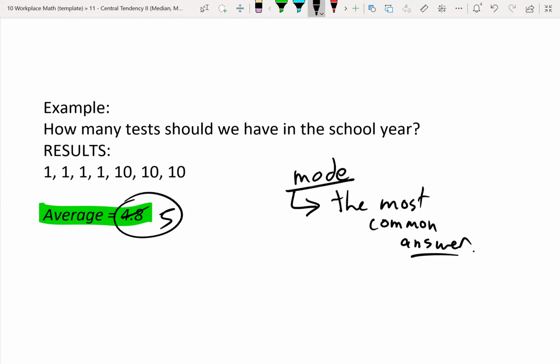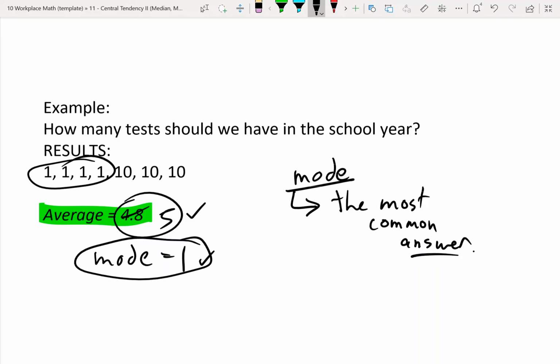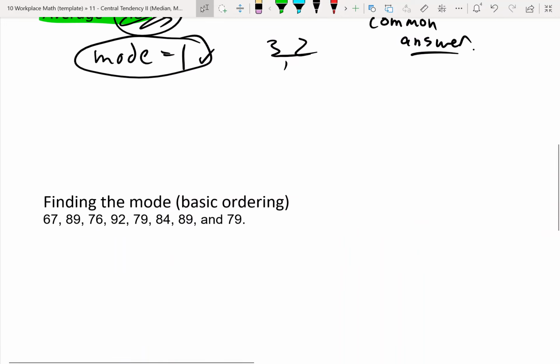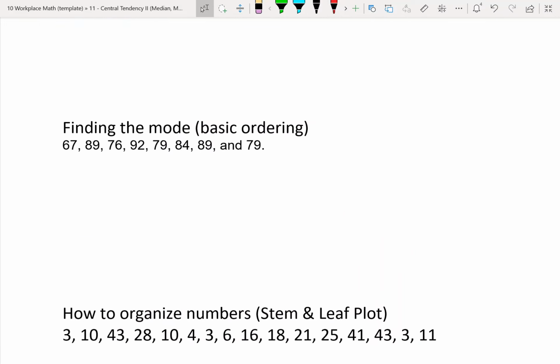Sometimes it can be helpful to know if one answer was said way more times than others. In this instance, the mode was said 4 times, so the mode would be 1. If I saw the average is 5, but I saw the mode was 1, I'd say, wow, a lot of people only wanted one test. So maybe using the average wouldn't be the best way to do it, and I might want to ask more questions or maybe put a lower number of tests like 3 or 2 or something.